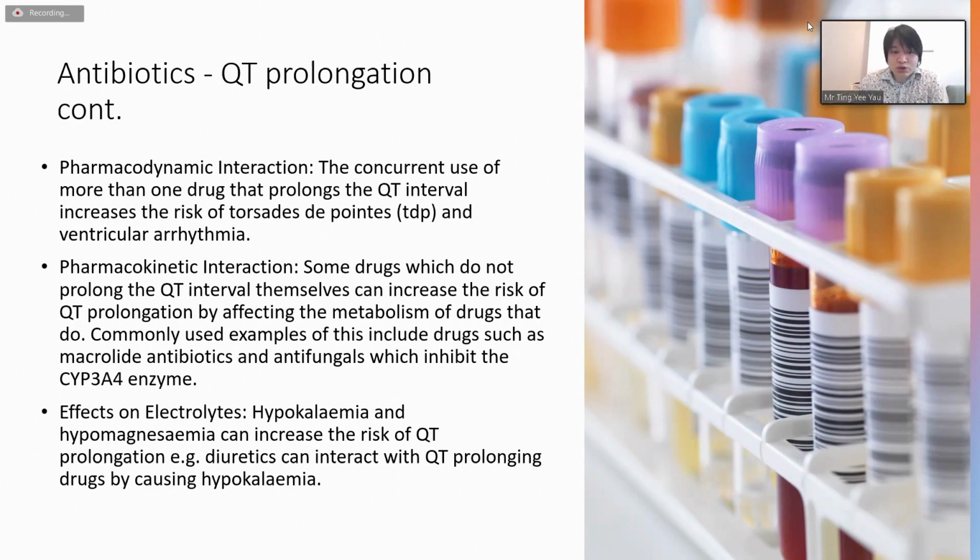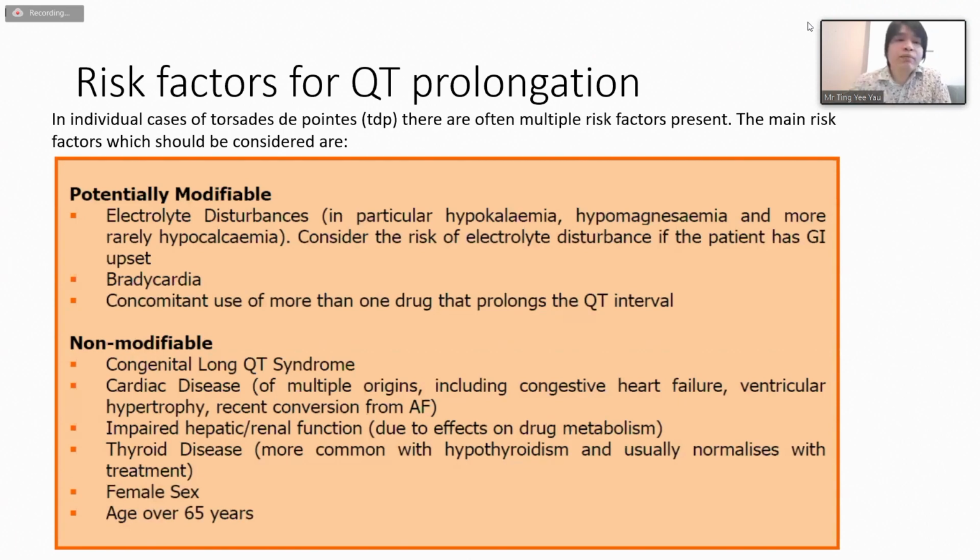Some drugs do not prolong the QT interval themselves, but they can increase the risk of QT prolongation by affecting the metabolism of the other drug, like the macrolides and antifungals, which affect the CYP enzyme. Another effect is on electrolytes, like hypokalemia or hypomagnesemia, which can also increase the risk of QT prolongation, such as with diuretics. So the risk factors for QT prolongation include electrolyte disturbance and bradycardia, which are modifiable risks, or other drugs that can prolong the QT interval.